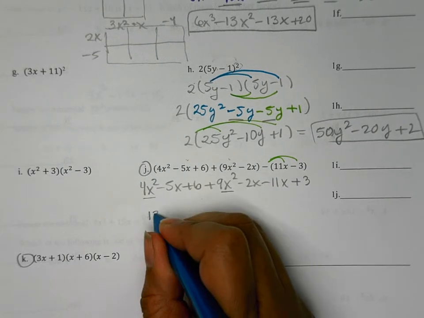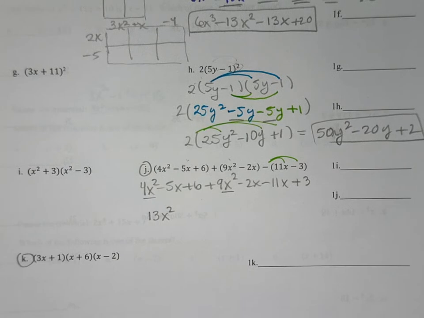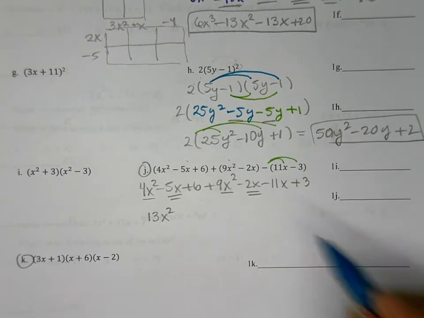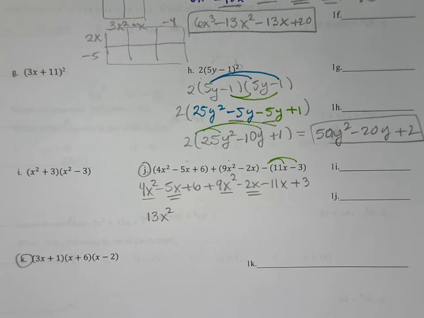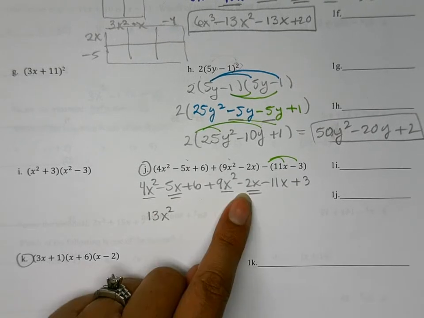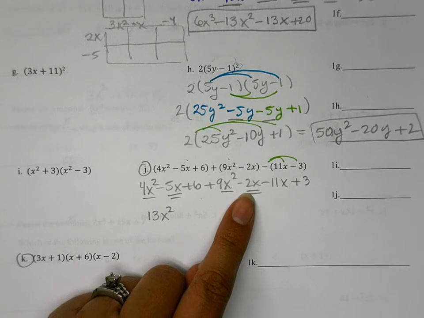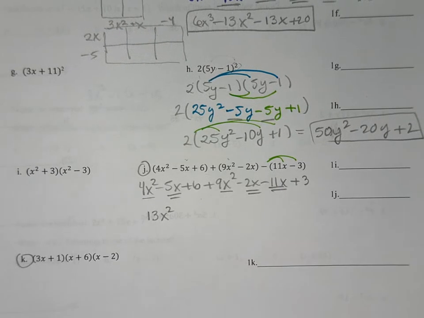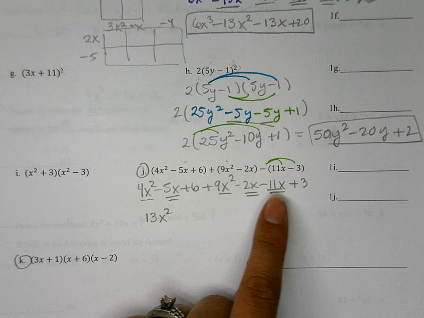Do we have like terms on this problem? Yeah. 4x squared with 9x squared. What does that give me? 13x squared, and then what else? Minus 18x. Okay, she got minus 18x. How does she get minus 18x? Because it's negative 5 minus 2, which is negative 7, and then minus 11.